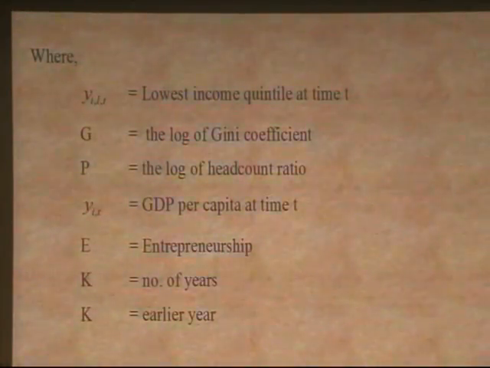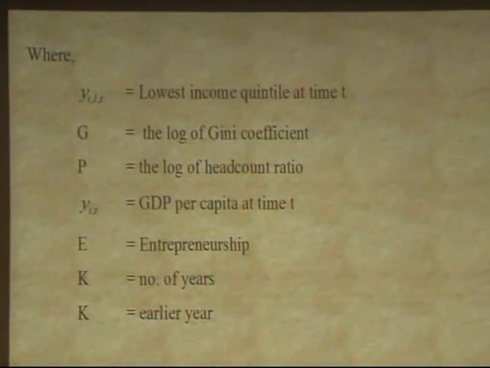the bottom 25%. G is the log of the Gini coefficient, P is the log of the headcount ratio, and YI is different from YILT. YI is the general GDP per capita at time T. And E is entrepreneurship. Big K is the number of years in the model, and the small k is the earlier year.